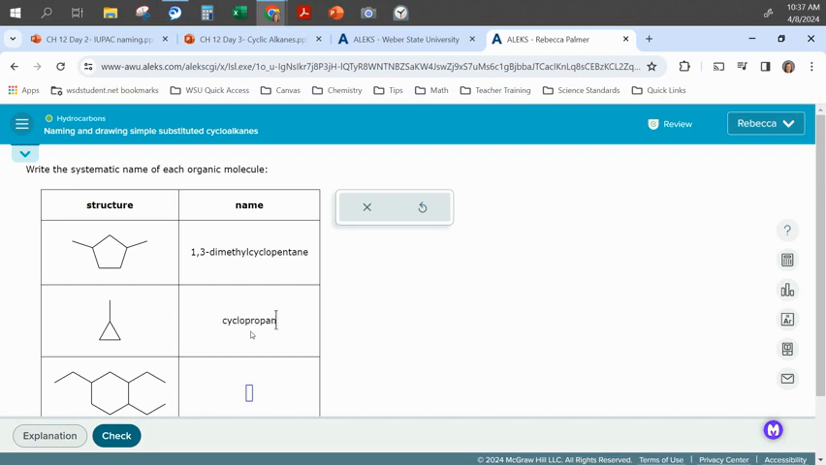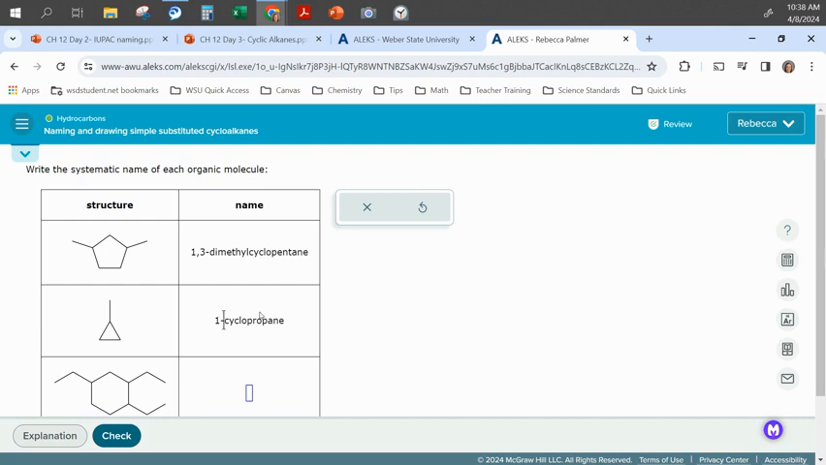Cyclopropane. I'm putting the cyclo there because I forgot last time, so thank you for reminding me of that. And then we just have a methyl group. I'm going to put it at the 1 position. You could also say this is just methyl cyclopropane, but I feel like there's one that was picky about it.